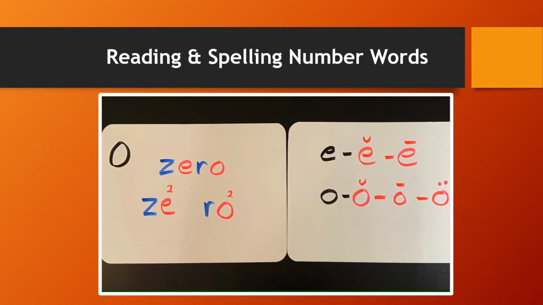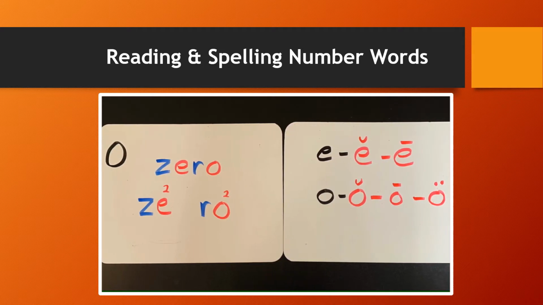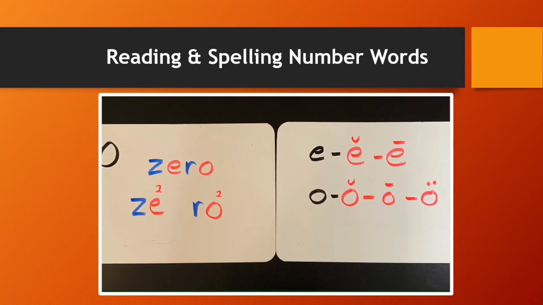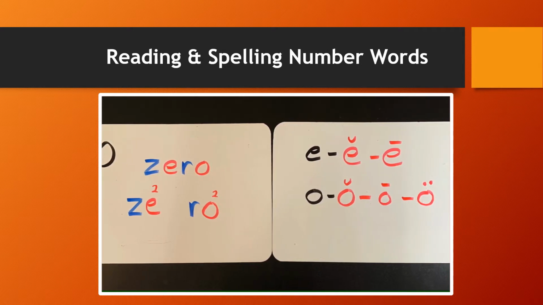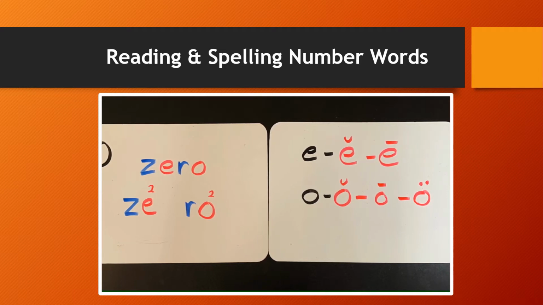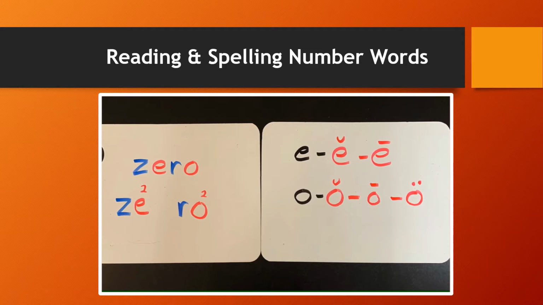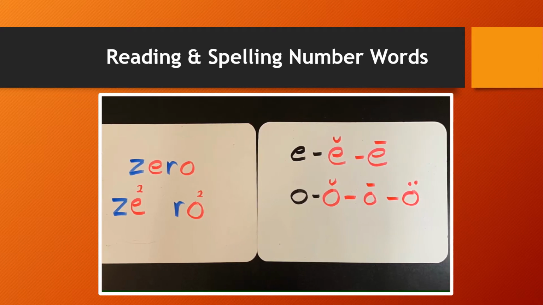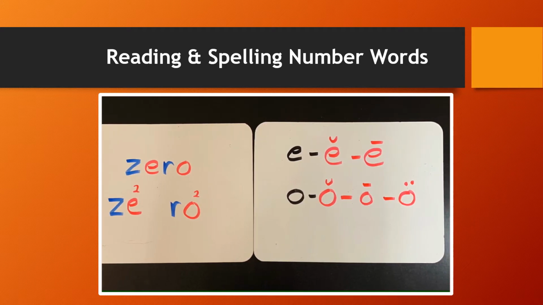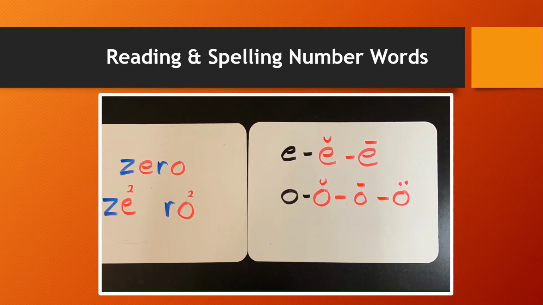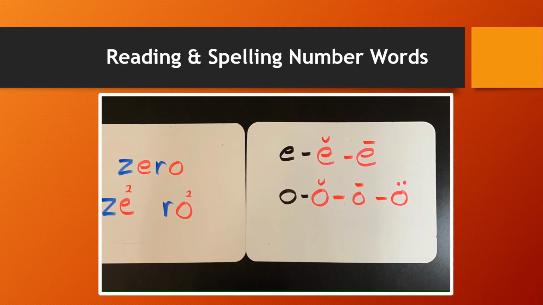So zero, the first E is making its second sound. So E has two sounds, and in the word zero, the E is making its second sound. The O as well. O has three sounds, ah, o, oo, and the O is making its second sound. For the word zero, we have four sounds, z, e, r, o, but two syllables, ze-ro.